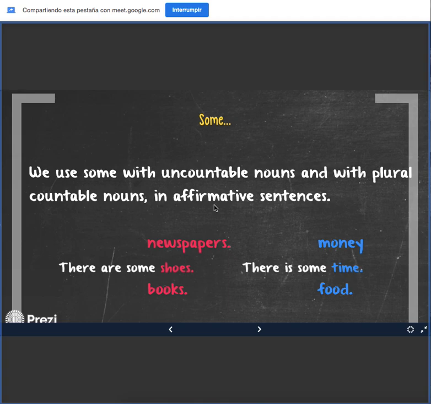Let's check some examples. For example, newspapers. Newspapers is countable. You can say newspaper or newspapers. So you can say, I have some newspapers. Yo tengo algunos periódicos. Or if you are using it, for example, with money that is uncountable, you can say, I have some money. Es como tengo algo de dinero. Let's check some other examples. There are some shoes. Look at this. I am using some, but I am using the countable noun in the plural form. Lo estoy usando en la forma plural, okay? There are some shoes. There is some time.